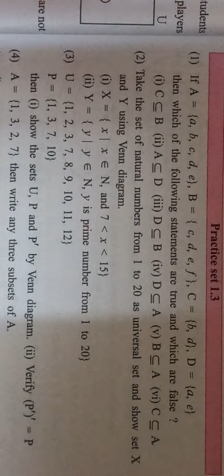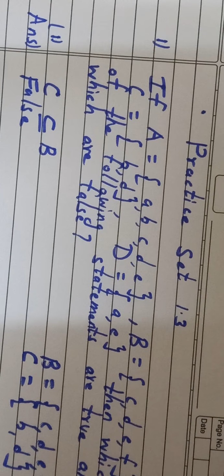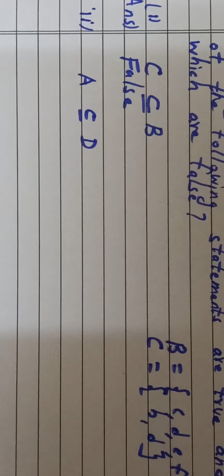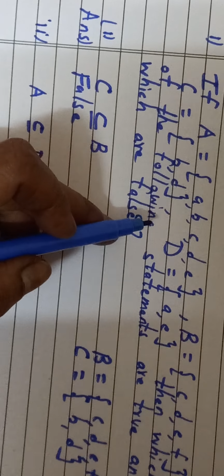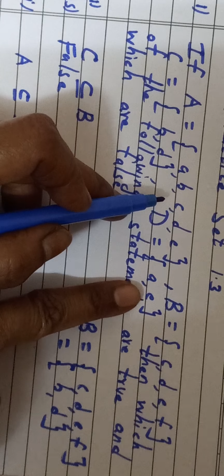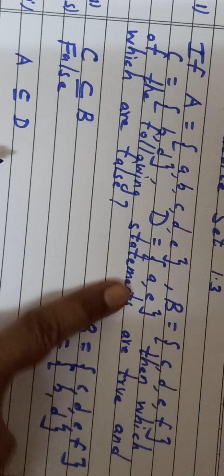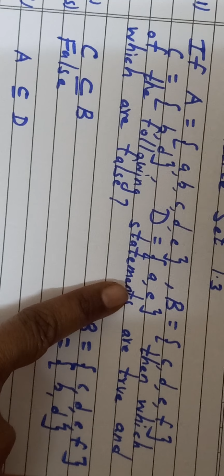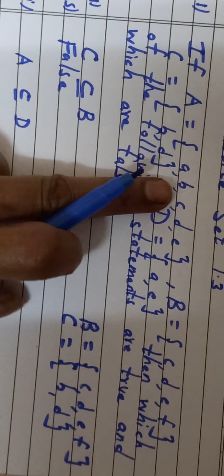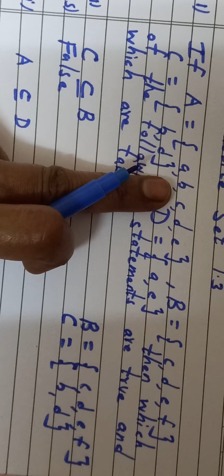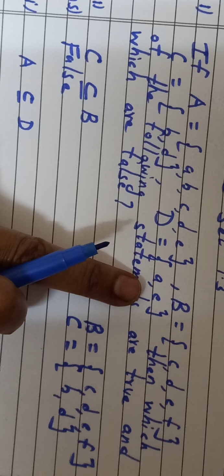Second one, A is a subset of D. Okay. Now again, we will just look at here and check whether you can understand. A is here and D is here. D contains A and E. A and E, correct? We are comparing with set A. A and E, these are all the elements of set D.